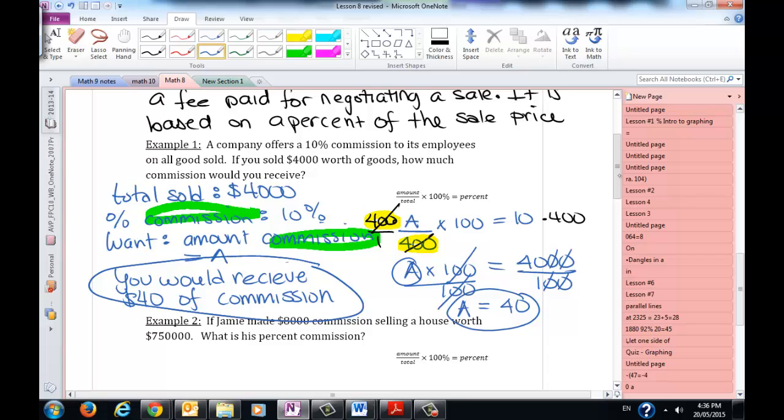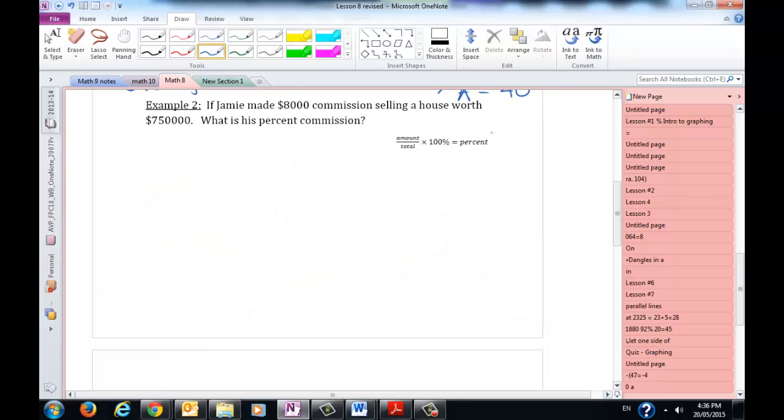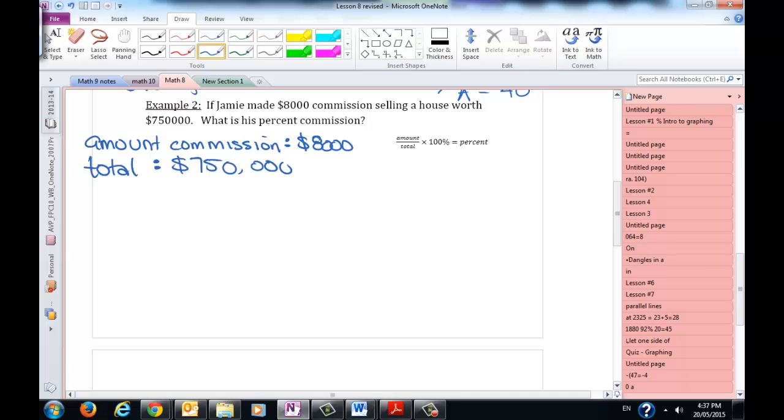Excellent. Let's go on to example 2. If Jamie made $8,000 of commission selling a house worth $750,000, what is his percent commission? So I'm going to set up the same way. I'm going to write down what I know and I'm going to write down what I want. So I know the amount of commission is $8,000. I know the total price of the house is $750,000. I want his percent commission.